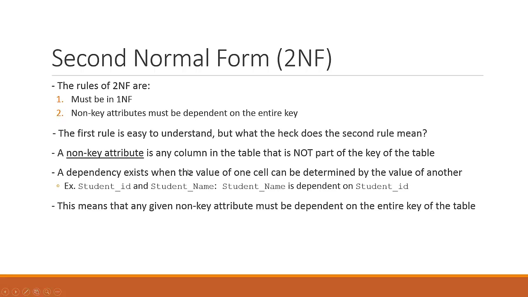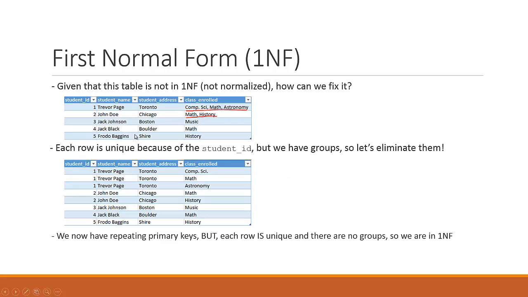Let's go backwards and talk about dependencies. Let's go back one slide, and we can look at the fact that the student name, and in this case the student address, is dependent on the student ID. When the student ID is 1, we can say with certainty that the student name and the student address are going to be Trevor Page in Toronto. As well, when student ID is number 2, we can say with certainty that the name is going to be John Doe and the address is going to be Chicago, because both of these are dependent on the student ID key. The same goes for student IDs 3, 4, and 5, although it's not as easy to see that. It's much easier when you see it broken down into multiple rows, but that is a dependency. So student name and student address are dependent on the key of the table, which is student ID.